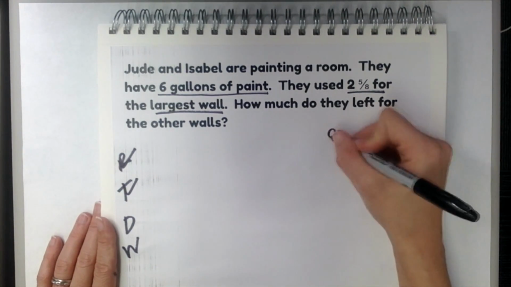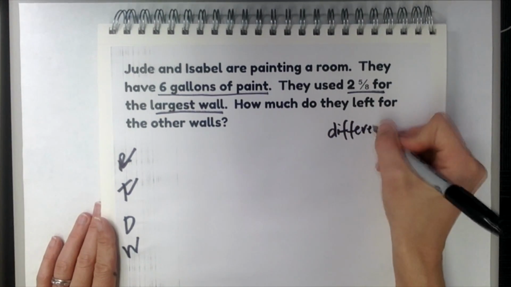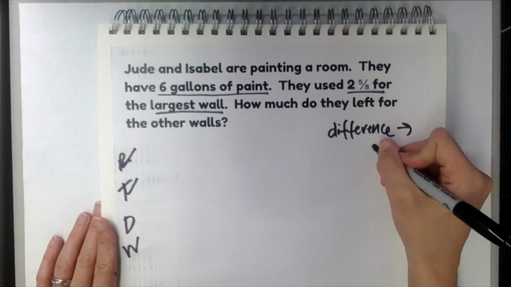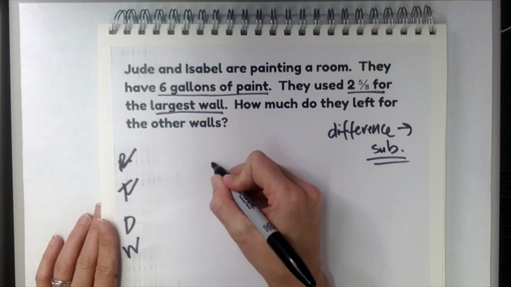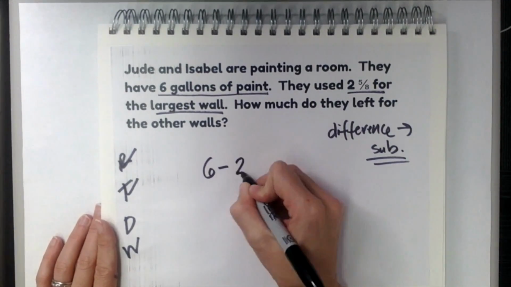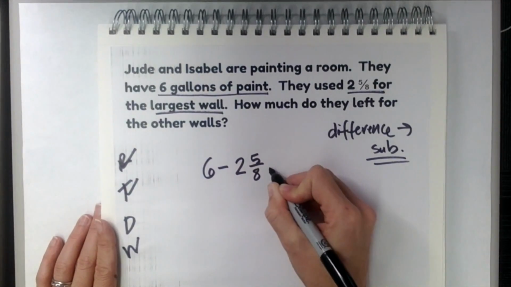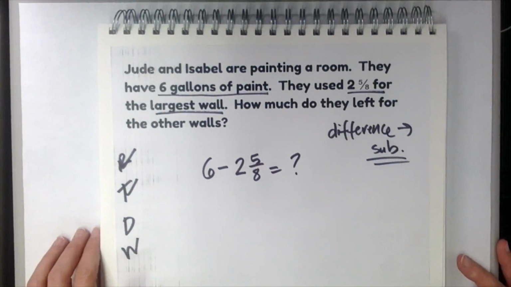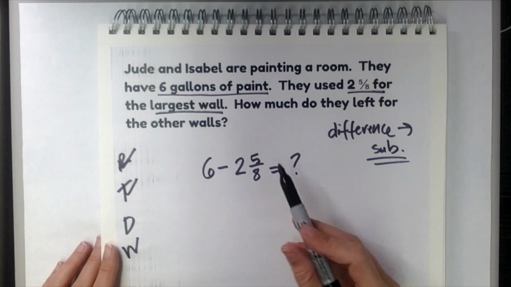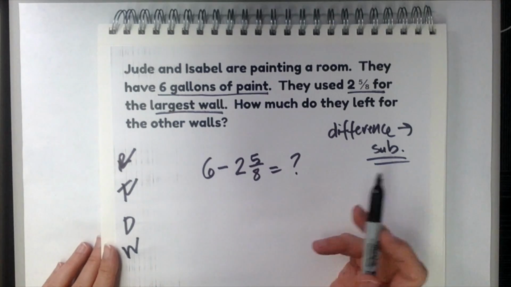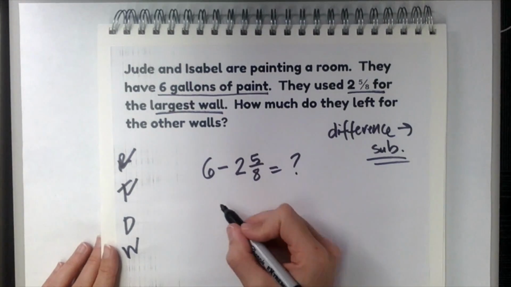So I'm just going to jot that down. Difference, subtract. Okay, so I'm going to start with my equation. 6 minus 2 5/8 equals the amount that they have left for the other walls. Now I'm going to start by doing what I did before, which is doing the whole numbers.